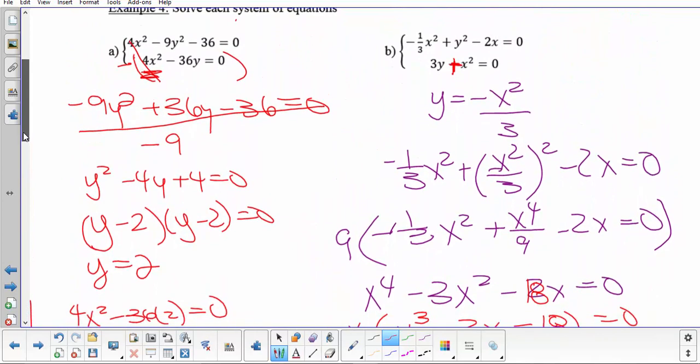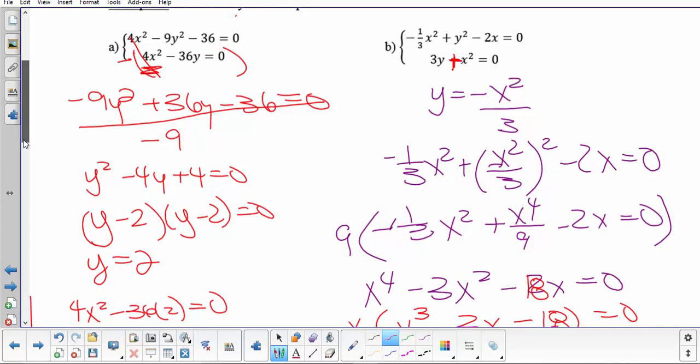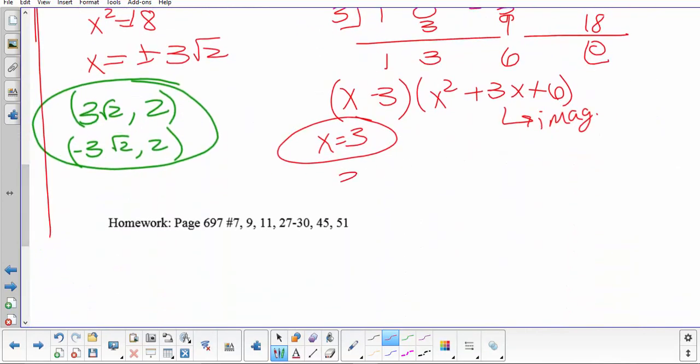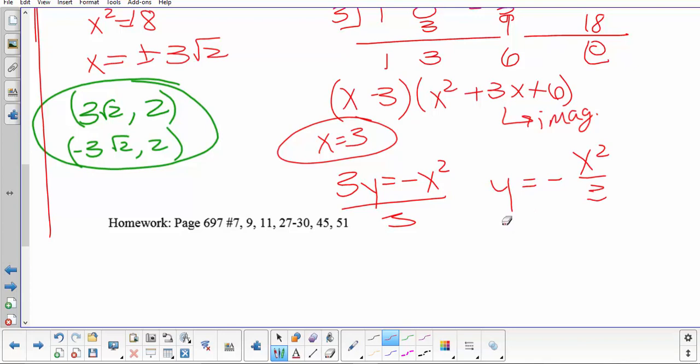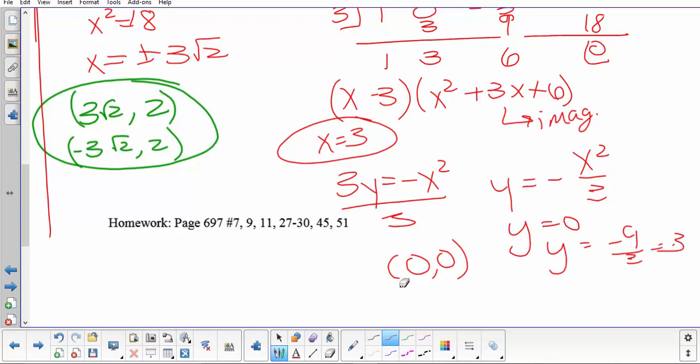The easier equation to use would be the bottom one, 3y plus x squared equals 0, or 3y equals negative x squared. Or we could just divide by 3 now, y equals negative x squared over 3. Substituting in 0, we'd get y equals 0, so that means one of our solutions is the point 0, 0. Substituting 3, we would get y is equal to negative 9 over 3, which is negative 3. So our other solution is the point 3, negative 3.